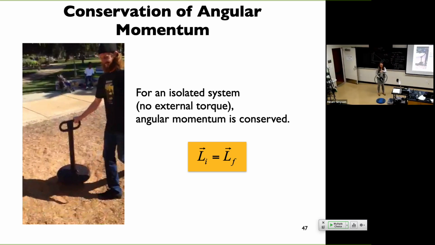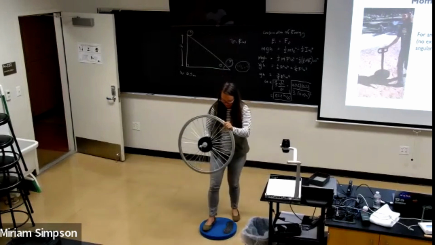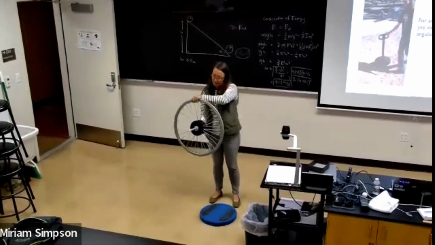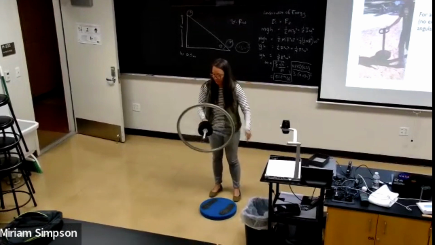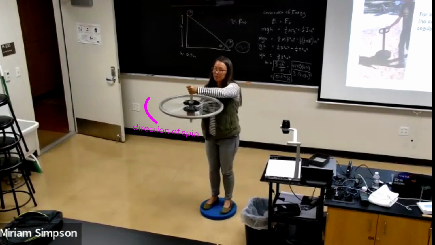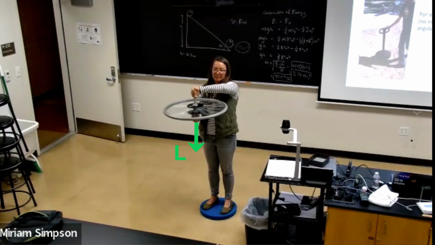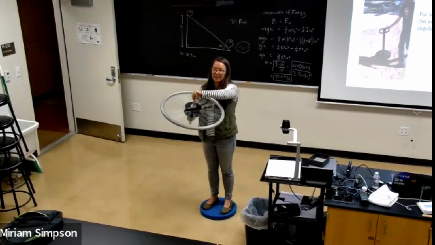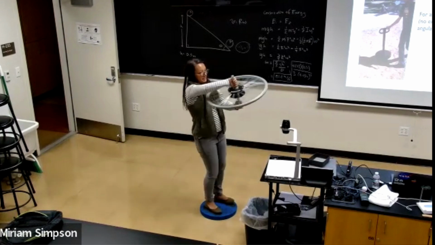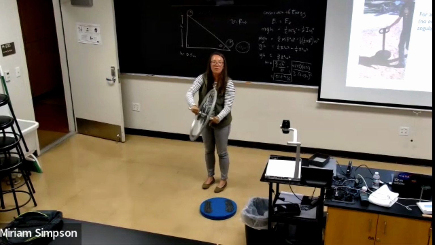So you hold this way. If I stand on here, I don't move. What happens if I flip it over? I start moving. Which way, the same direction or the opposite direction? Let's try it. Am I spinning the same direction as the wheel or the opposite direction of the wheel? Now why is that?